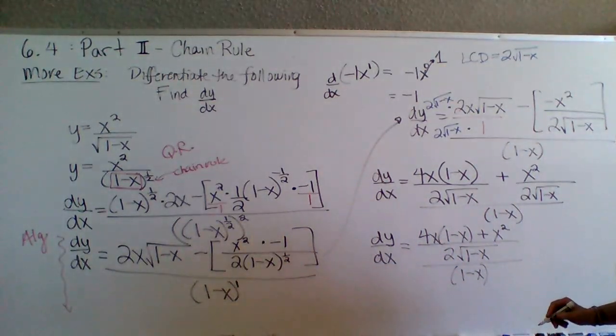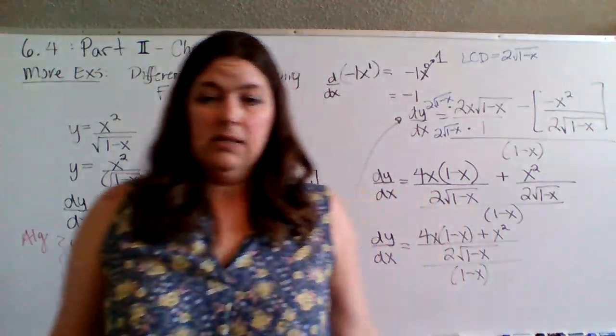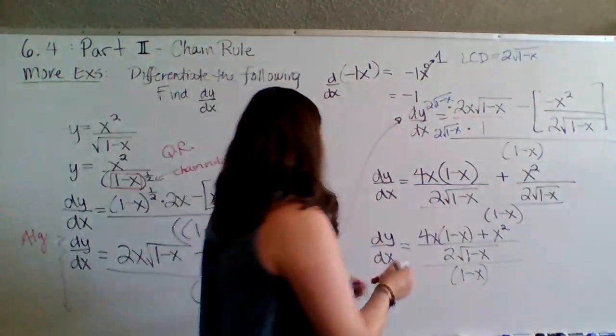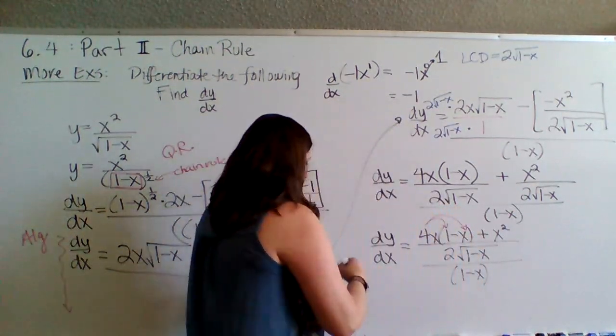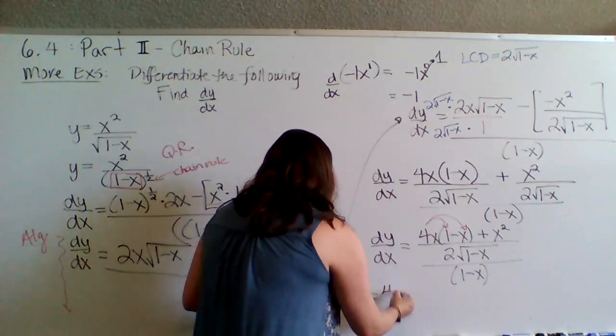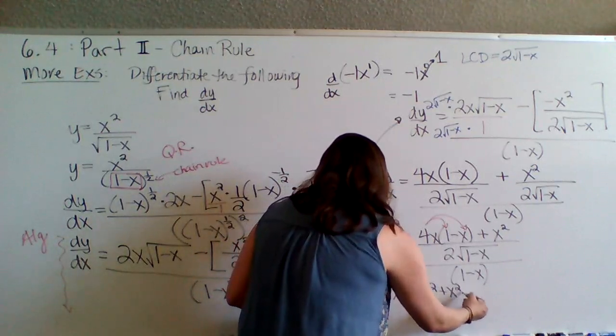Cool. Nice. Now I might want to clean things up a little bit, because up top in the numerator, I think if I distribute, I might have some like terms to collect. So if we distribute, let's look at it, we would get 4x minus 4x squared plus x squared.